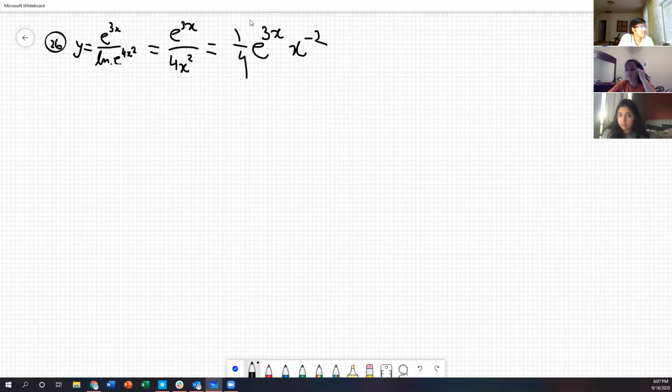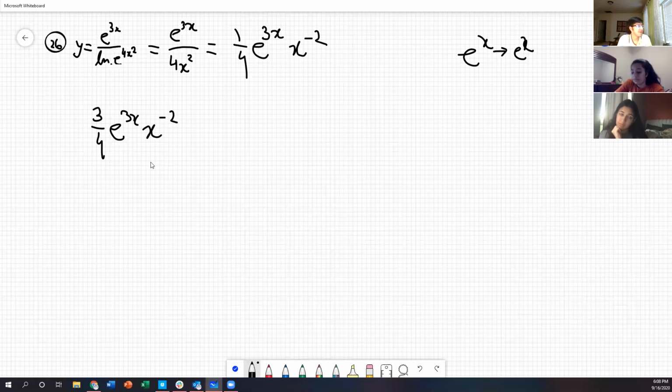So, all right. The derivative of the first function would be what? 1/4 e to the 3x, right? Because the derivative of e to the x is just e to the x. And because we have to take the derivative of the inside function, the derivative of 3x is just 3. So really then, instead of 1/4, I can just write a 3/4 here. So 3/4 e to the 3x, x to the negative 2. I'll clean this up later for you guys. And then plus the derivative of the second function, which is negative 2 x to the negative 3.